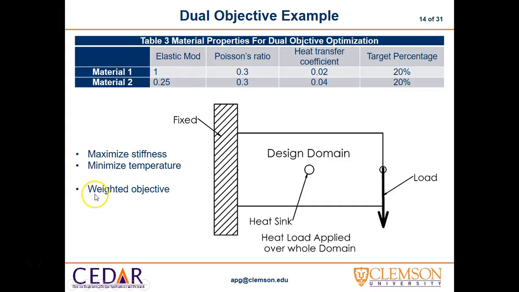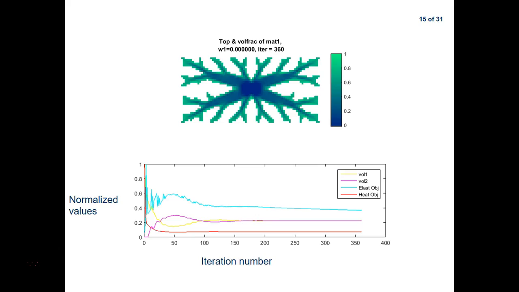Like I said earlier, we're also doing a weighted objective. So I'm going to show all the examples where I'm going to change the weight on the objective from 0 to 1 in increments of 0.1. So if I consider the weight on the elastic objective to be 0, then that means I'm only considering the heat transfer objective. And the result is a good design like this.